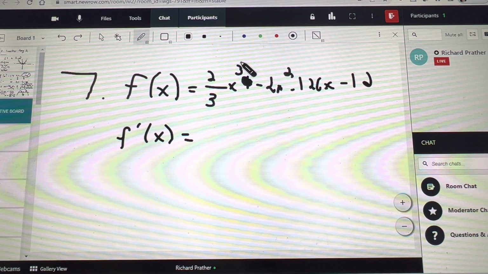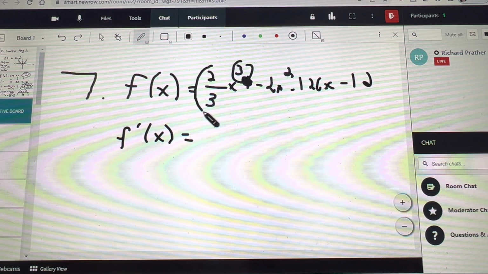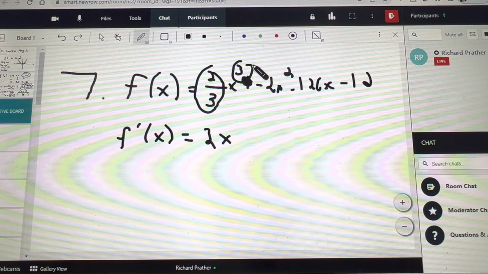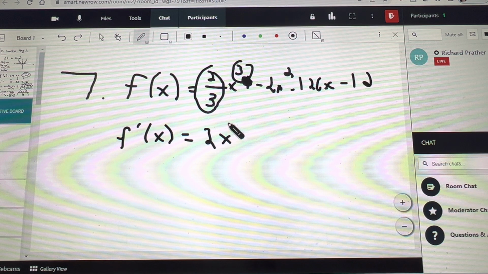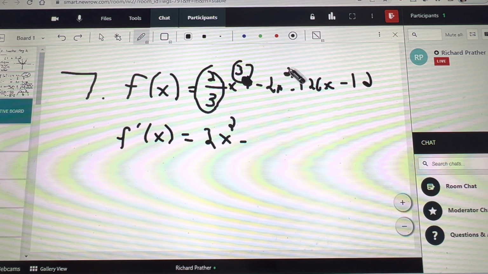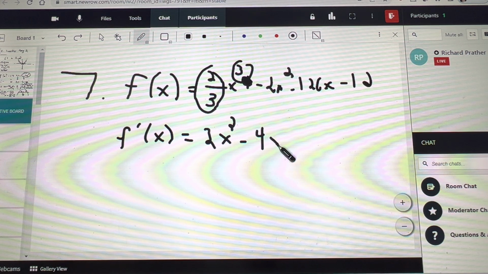If you do 3 times 2/3, the 3's will cancel. So the product of the exponent with the constant is just 2. You multiply the exponent to the constant. The base stays the same, and then you decrease the exponent by 1. 3 minus 1 is 2. 2 times 2 is 4. X, decrease the exponent by 1 to a 1. And the derivative of negative 126x is literally negative 126. The derivative of a constant is 0.